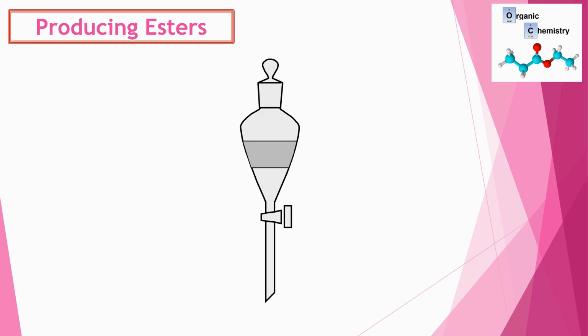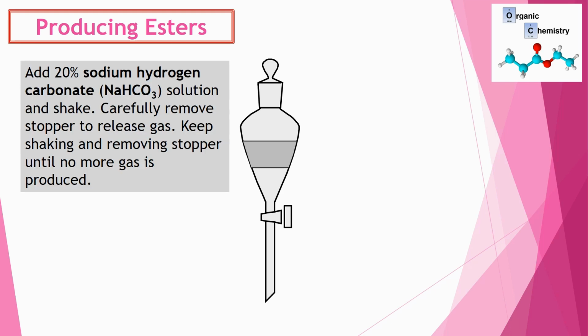Now, what will happen is when you put it in the separating funnel, you are going to add to this some sodium bicarbonate solution, which is an aqueous solution, and you're going to stopper it and give it a wee shake. Now you're going to take this top off, and you're going to get a wee bit of fizz coming off, or a wee bit of air, because the sodium bicarbonate would have reacted with the acid to neutralize any carboxylic acid or sulfuric acid that's left.